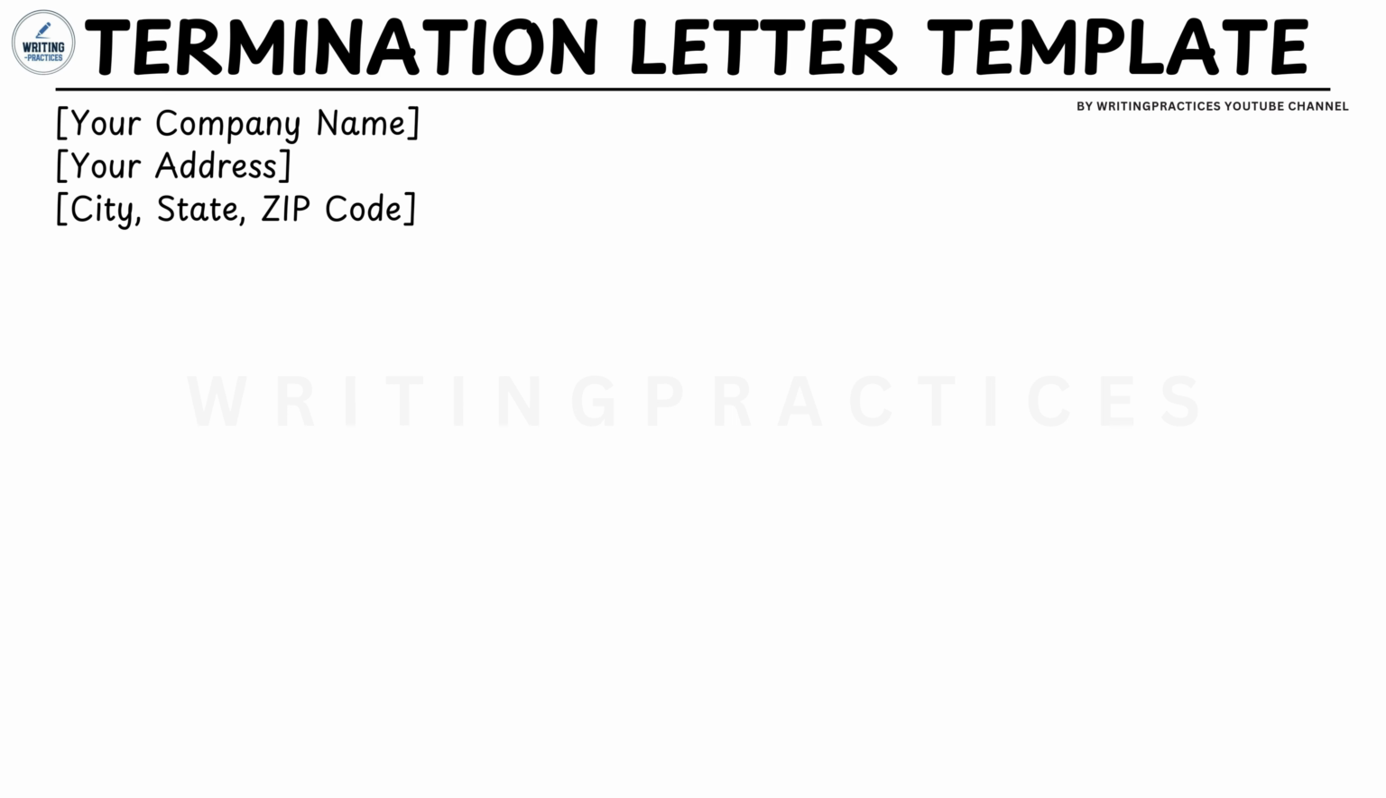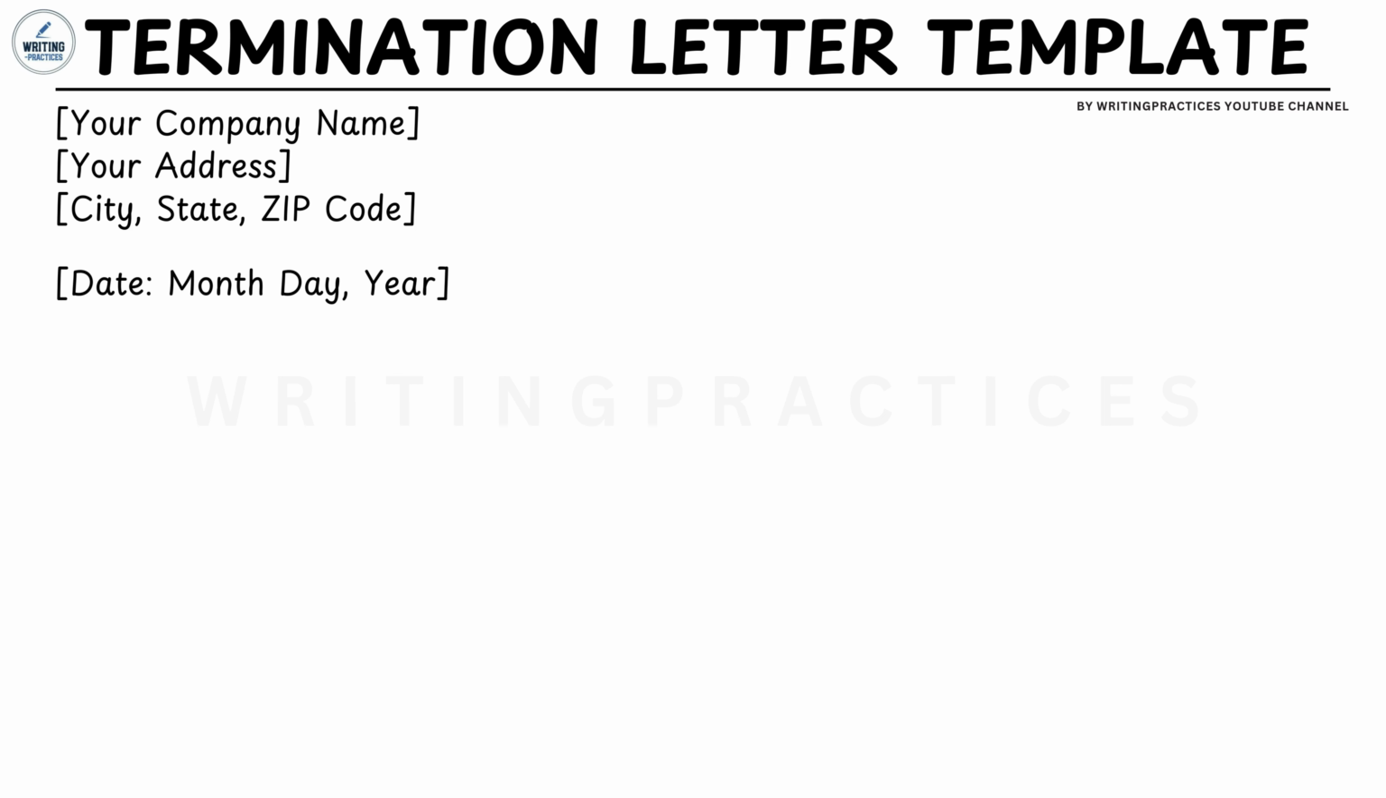Date, setting the timeline. The date is an essential element in any official letter. It provides a clear reference point for when the letter was issued. Use a standard format, such as date, January 29th, 2025. Including the date ensures there's no confusion about when the termination notice was delivered.